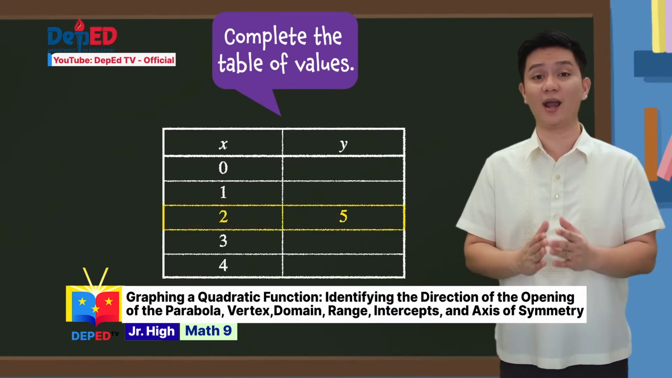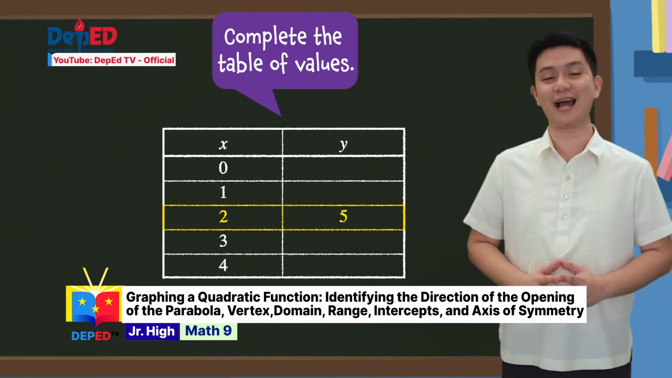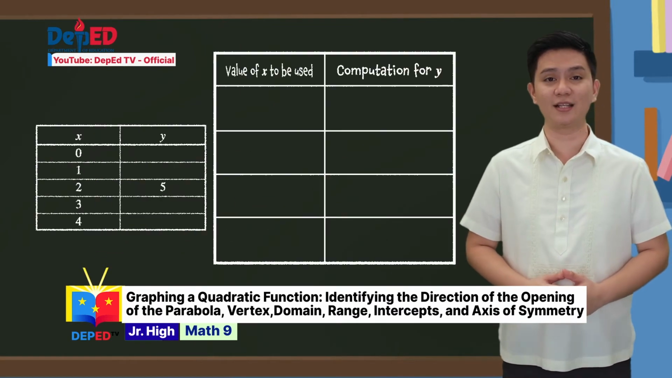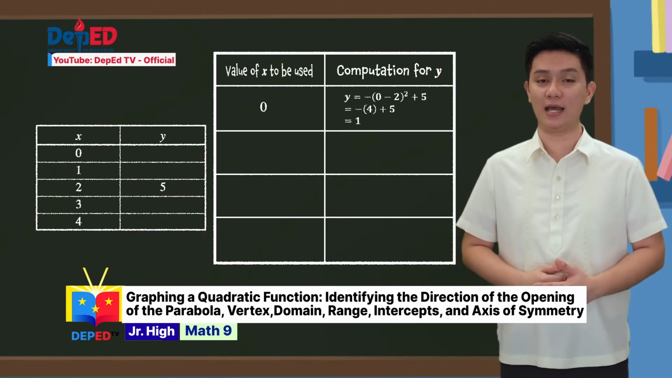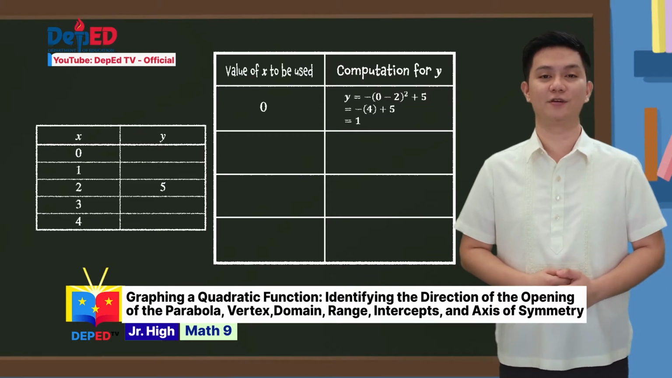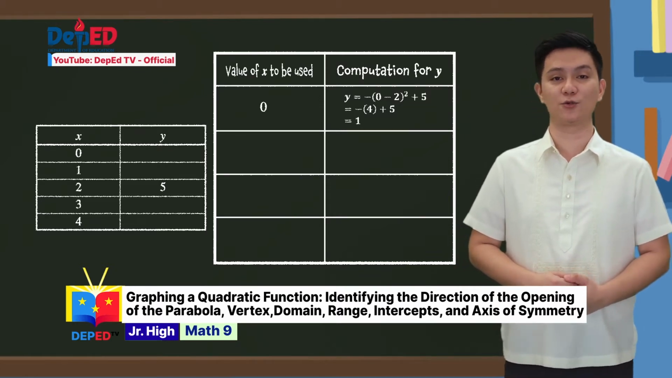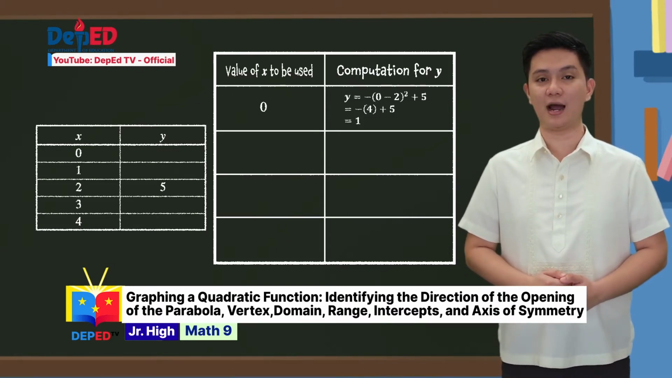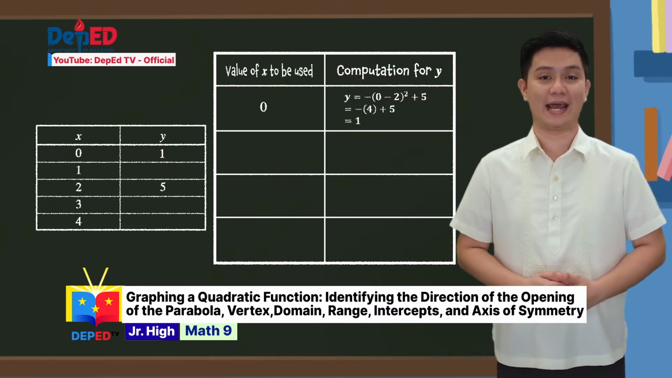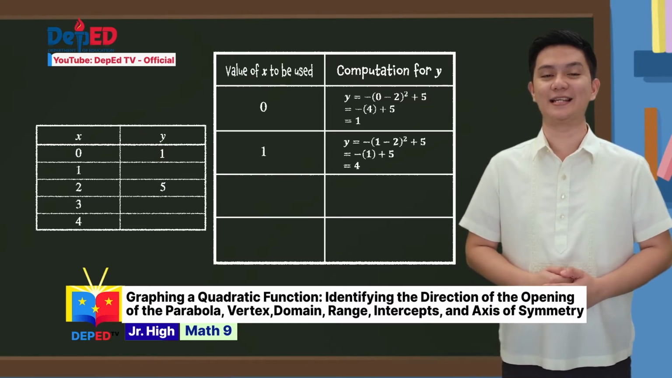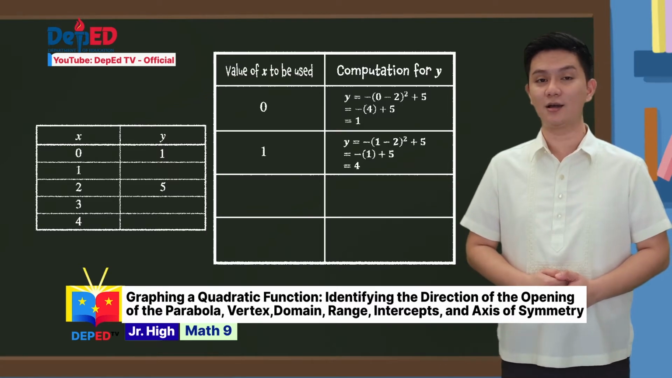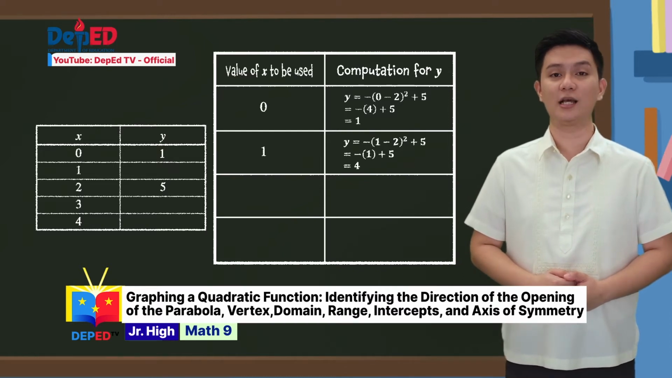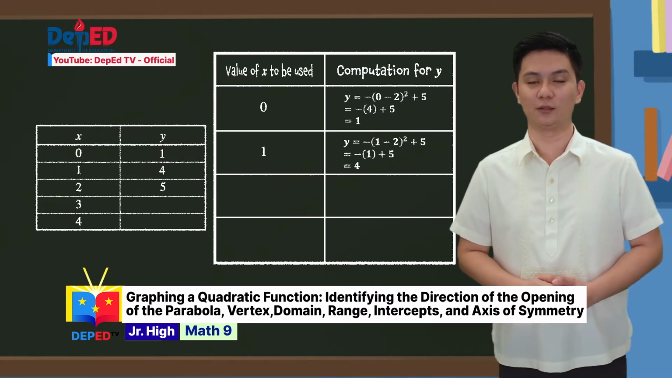Notice that the middle pair is already given, and this is in fact the pair that describes the vertex of the parabola. Moving forward, when x is 0, y is equal to the negative of the square of the quantity 0 minus 2, plus 5, and this must be equal to the negative of 4 plus 5, and the result is 1. When x is equal to 1, y is equal to the negative of the square of the quantity 1 minus 2, plus 5, and the result is the negative of 1 plus 5, or simply 4.